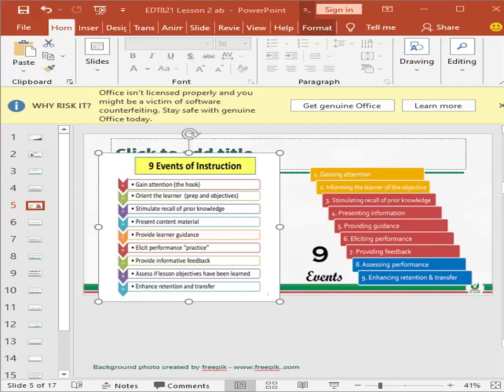So the third one has to do with stimulate recall of prior knowledge. It's also one of the events of instruction. To stimulate recall of prior knowledge, the teacher asks for recall of existing relevant knowledge. This allows the learners to build on their previous knowledge or skills.